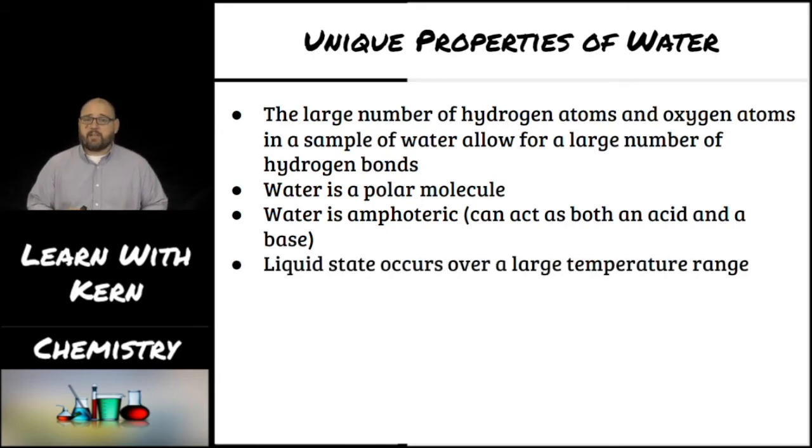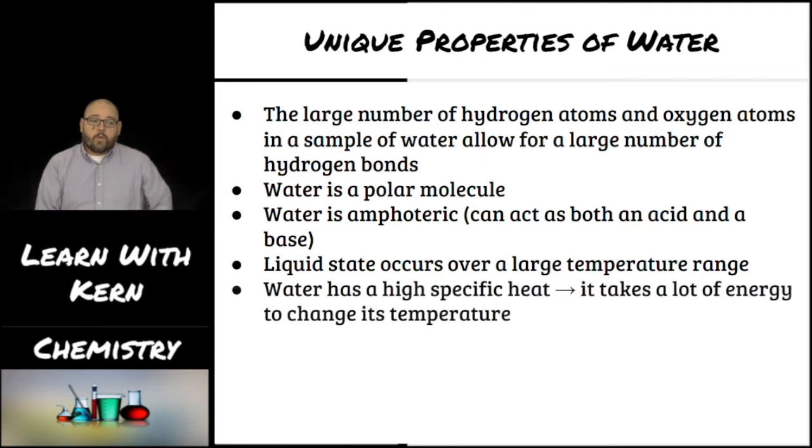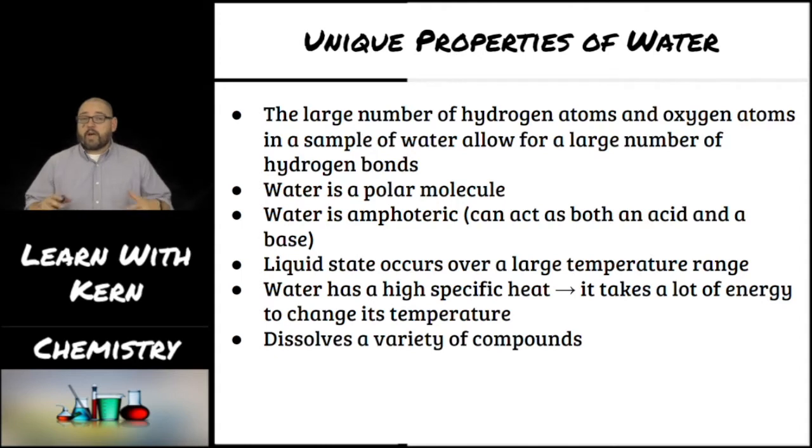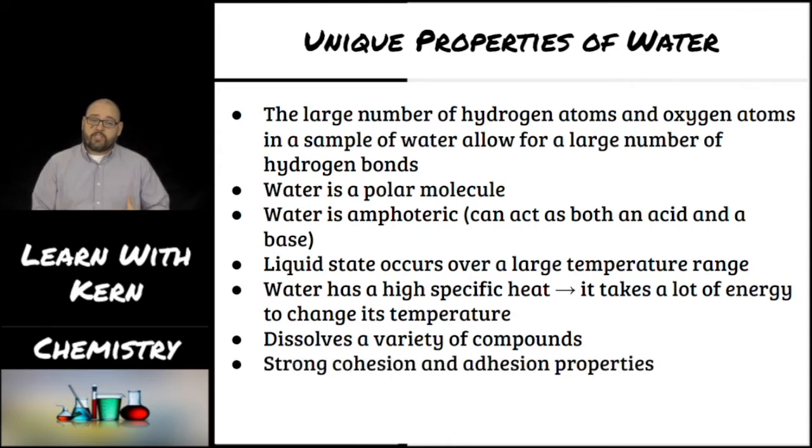The liquid state of water occurs over a very large temperature range. Water has a high specific heat. Now that's a term that we aren't going to use much in chemistry right now, but specific heat is the amount of energy it takes to change the temperature of something. So it takes a lot of energy to change the temperature of water. Water dissolves a variety of compounds. That's why we use it so often when we're dealing with solutions. And it has strong cohesion and adhesion properties. All of this we're going to talk about as we move on in just a bit.